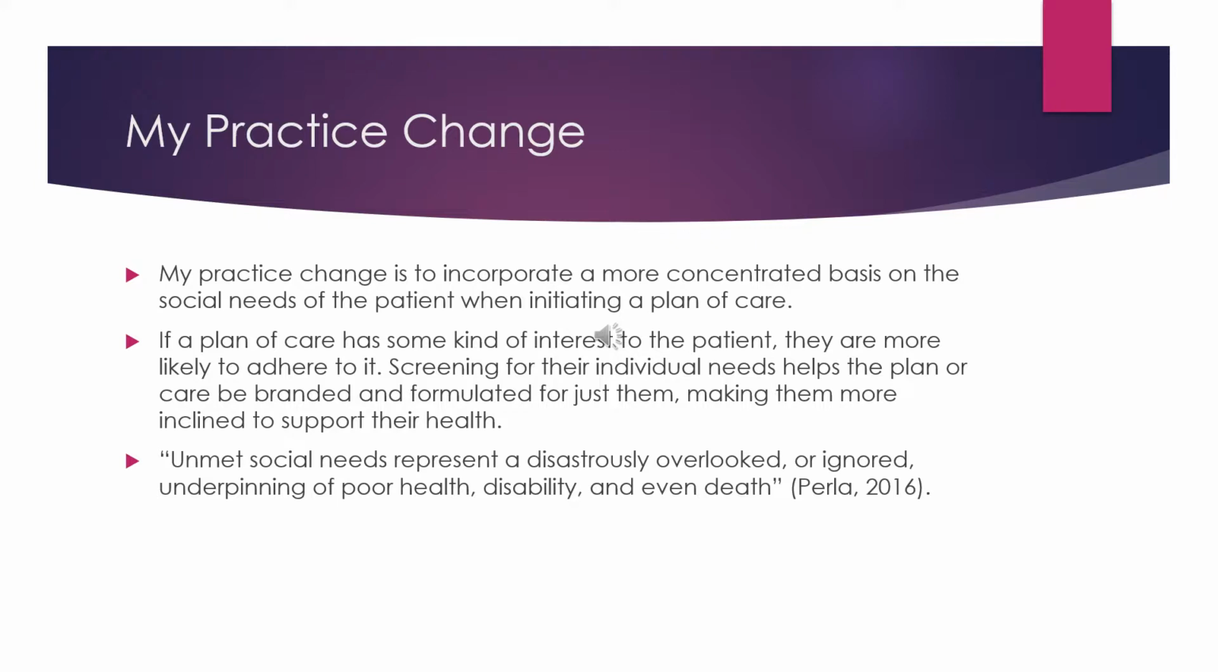As said by Dr. Perla, unmet social needs represent a disastrously overlooked or ignored underpinning of poor health, disability, and even death. Doctors use the term comorbidity to describe the simultaneous presence of two or more chronic illnesses or conditions in a patient. They readily include high blood pressure, diabetes, obesity, depression, and others.